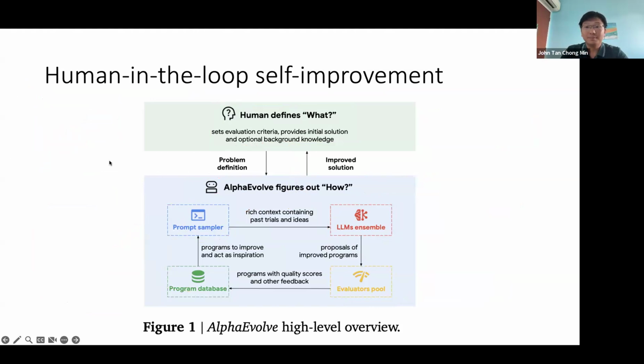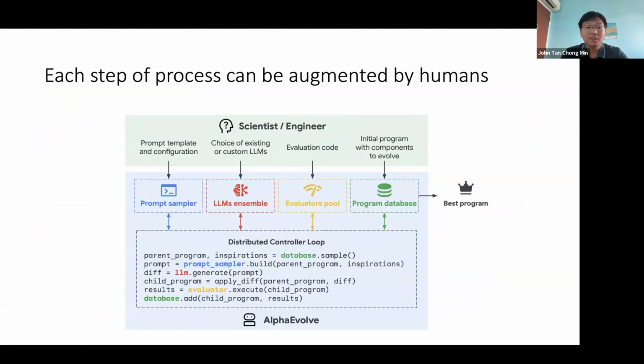So let me go to the next slide. This is the code version of how this works. The first part is prompting to generate the solutions. In the code, they basically sample the database first, then based on that, they build the prompt and use different LLMs to generate solutions. Over here, they call it diff because they apply the differences to the code to get a new code. You can also change the whole code, but over here they apply differences because their code base can be quite big, like a few files. So we apply the difference to the parent program to get a new program. We evaluate this new program, and then we add it into the database. And then we repeat again and again until we get something that is quite nice, or after a few iterations, we stop.